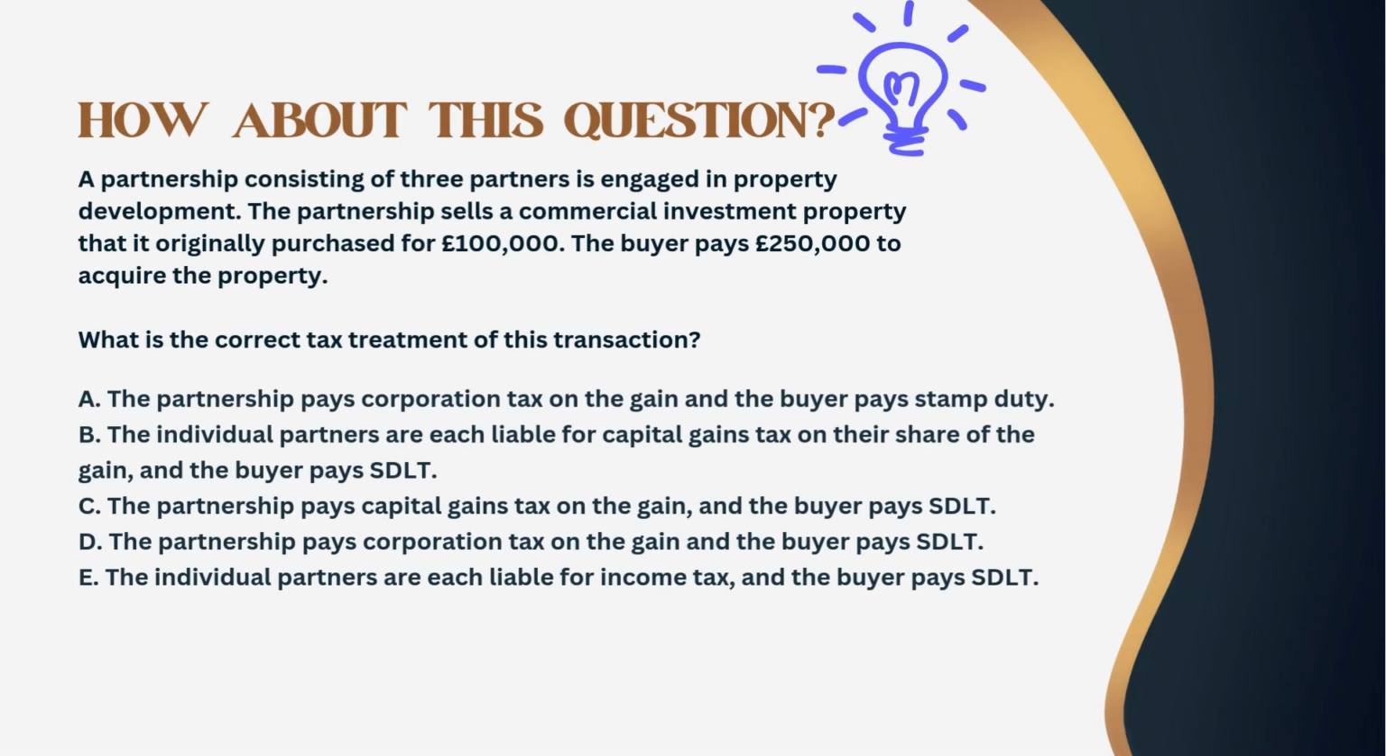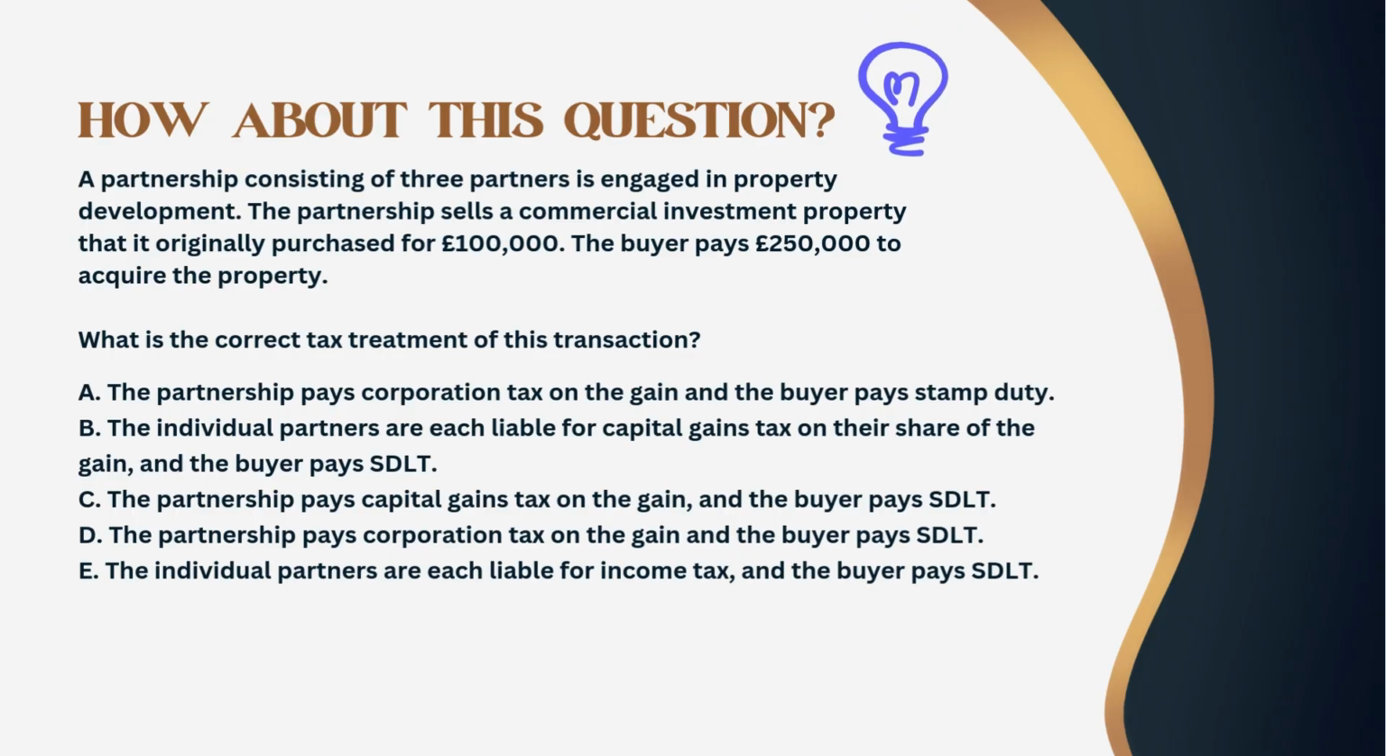Scenario 2. A partnership consisting of 3 partners is engaged in property development. The partnership sells a commercial investment property that it originally purchased for £100,000. The buyer pays £250,000 to acquire the property. What is the correct tax treatment of this transaction?